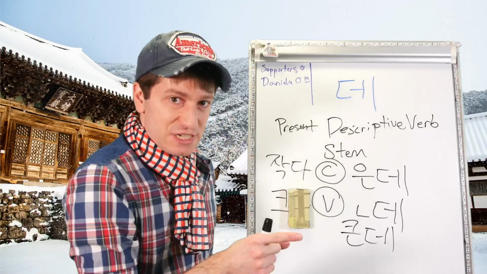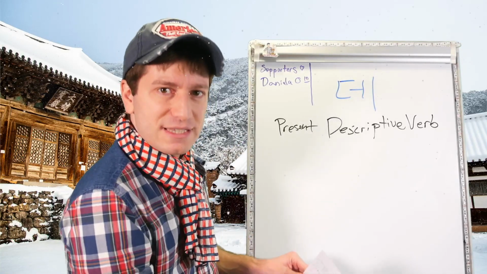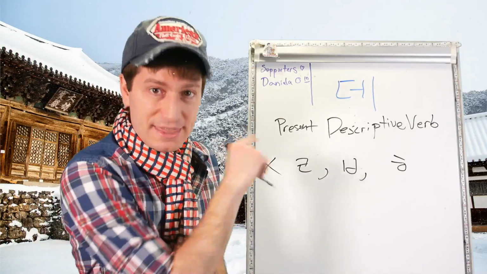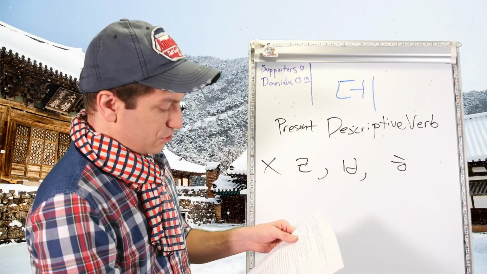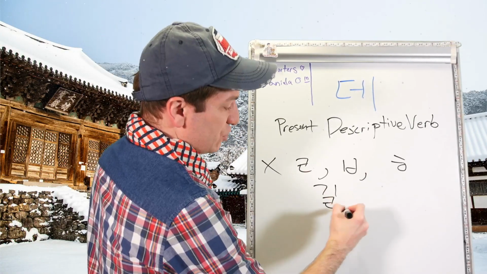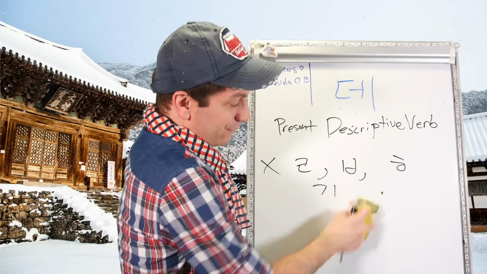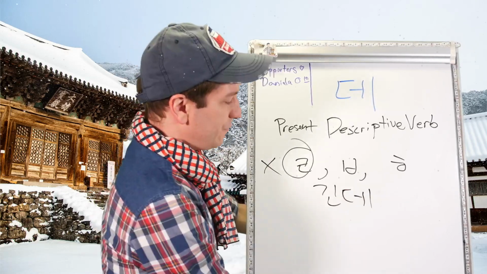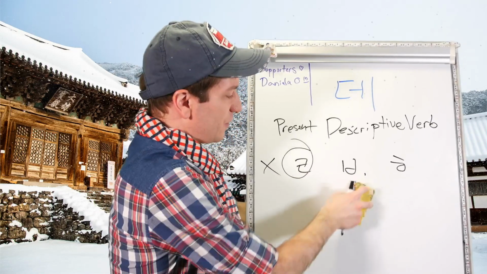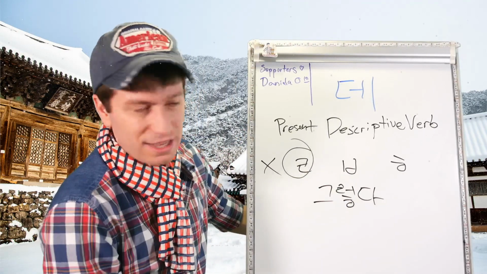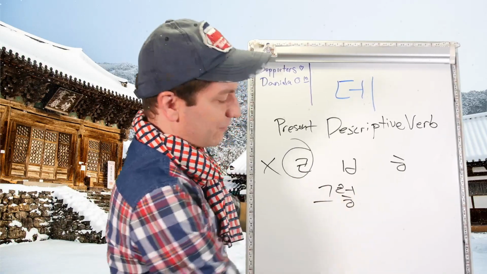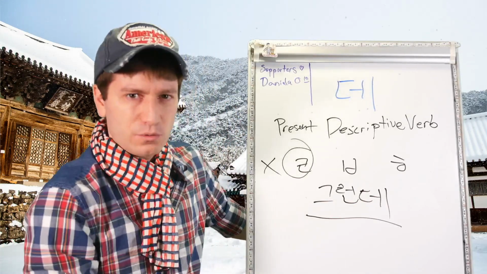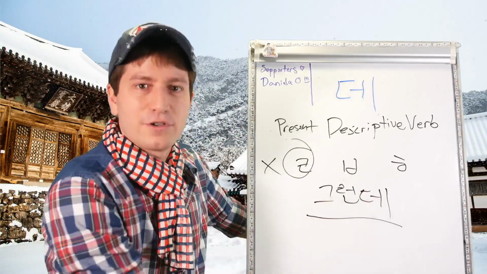There are some exceptions, however. If the descriptive verb stem ends with any of these letters, drop them. And then continue as normal. Let's do an example. 길다 means to be long. You remove it first before you do anything. So then you have 기, 긴데. If you have a descriptive verb that ends with this letter, 그렇다, to be so. You get the verb stem, you remove it, 그런데. In fact, 그런데 is a normal word you'll see used. It's kind of like however or but.